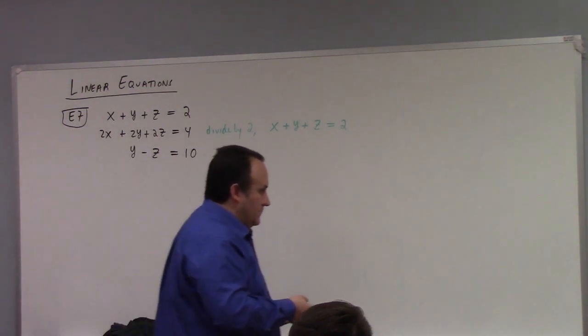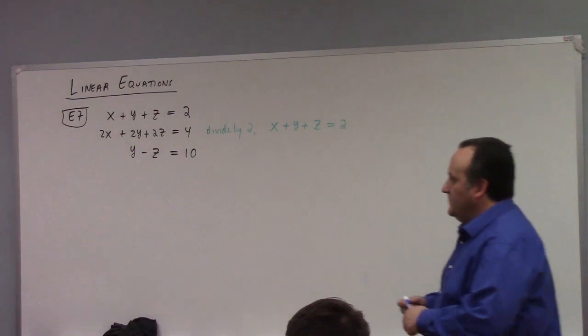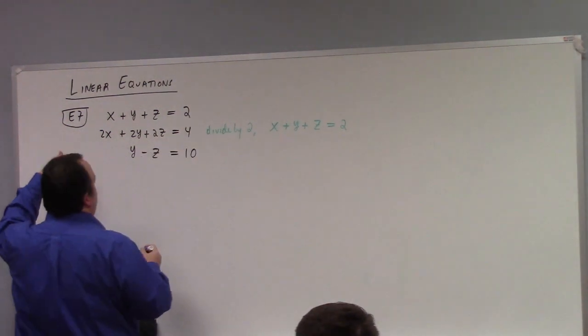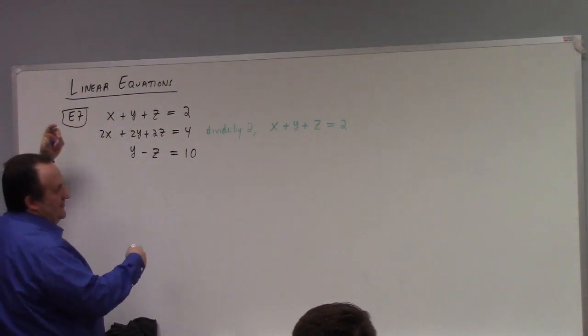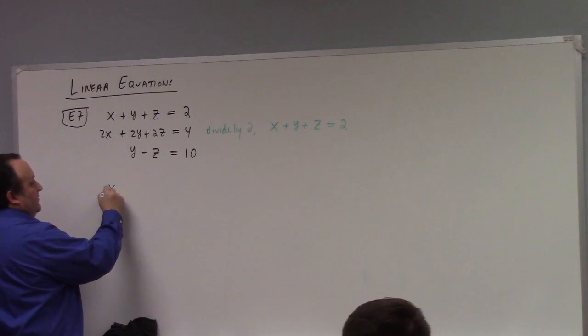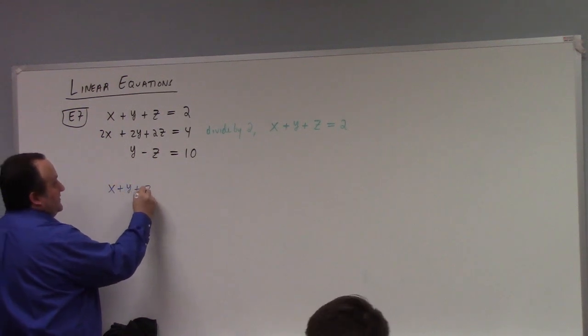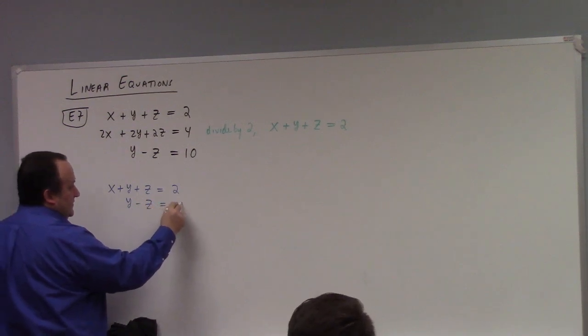So we can just keep the, or if you like, we could subtract 2 copies of the first one from the second one. We get 0 equals 0, so yay. Anyway, just to recap here, we've got x plus y plus z equals 2, and y minus z equals 10. All right?